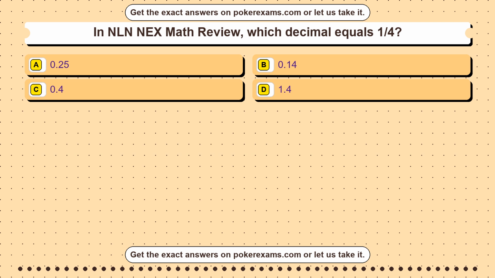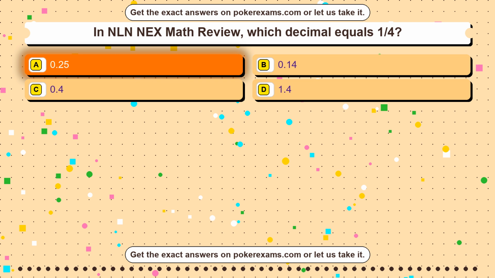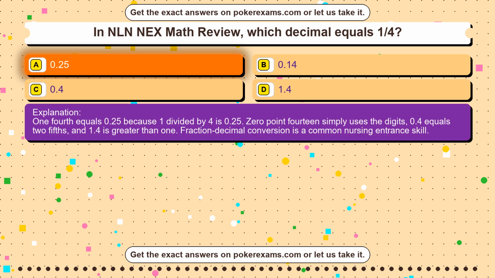Question 33. In NLN NEX Math review, which decimal equals 1/4? Option A 0.25. Option B 0.14. Option C 0.4. Option D 1.4. The correct answer is option A. 0.25. 1/4 equals 0.25 because 1 divided by 4 is 0.25. 0.14 simply uses the digits, 0.4 equals 2/5, and 1.4 is greater than 1. Fraction decimal conversion is a common nursing entrance skill.